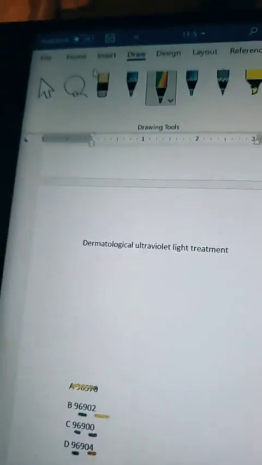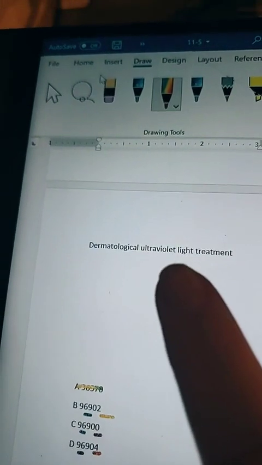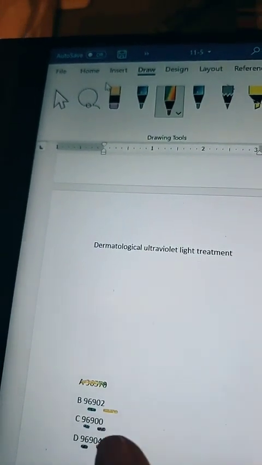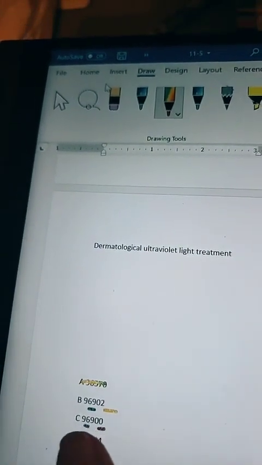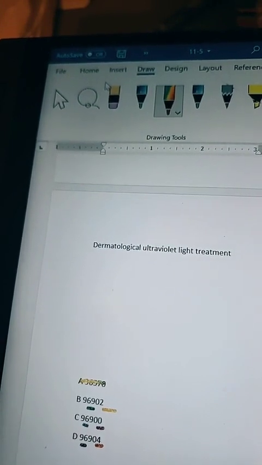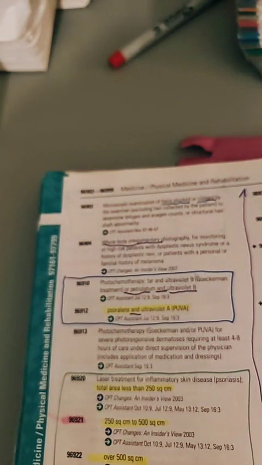Okay, so let's see what we got. We do have the ultraviolet light therapy, which was our 00. So C's our answer for that one. Super easy. Not too bad on that one. Just something I've never run across and haven't done.